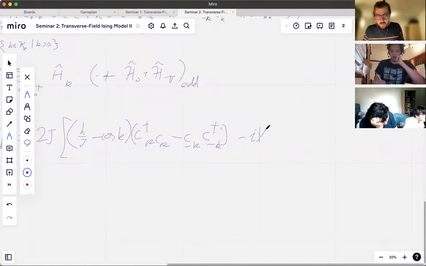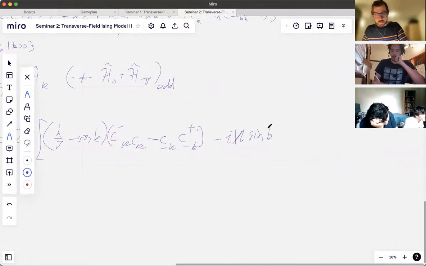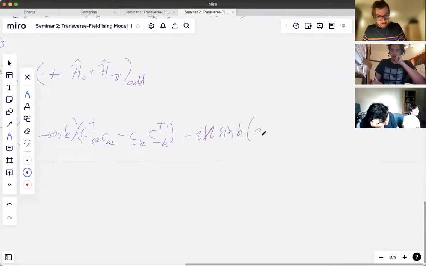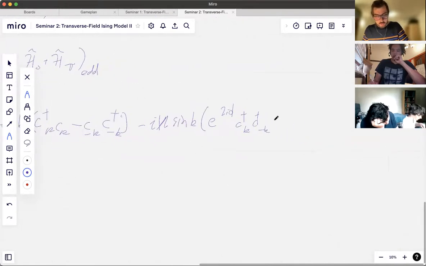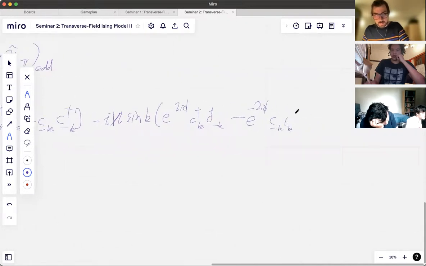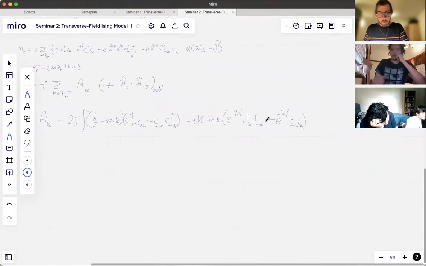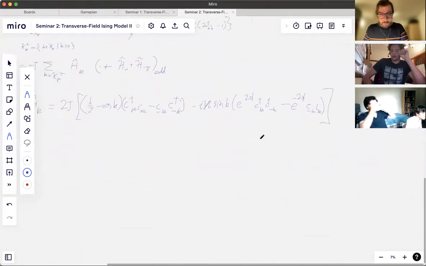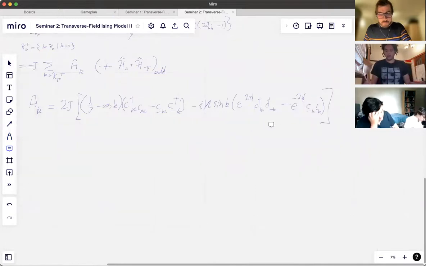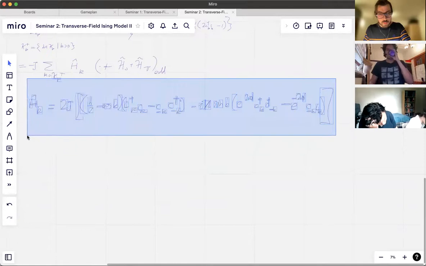Minus i kappa sin k into e^{-2iφ}. Sorry, that's my plus. e^{2iφ} c†_k c†_{-k} minus e^{-2iφ} c_{-k} c_k. I'll thicken that up slightly.